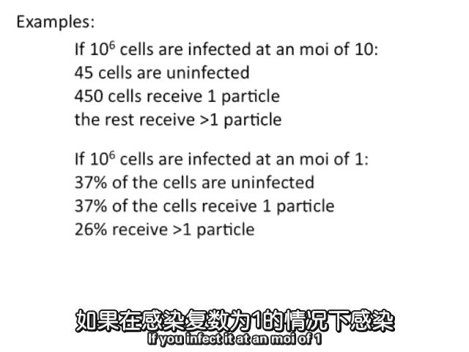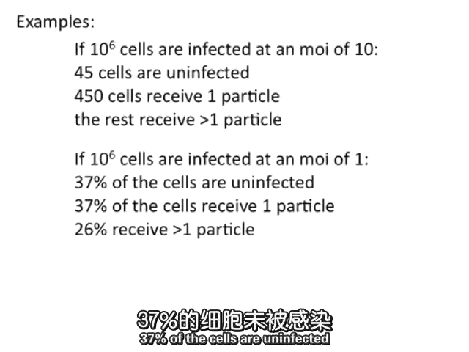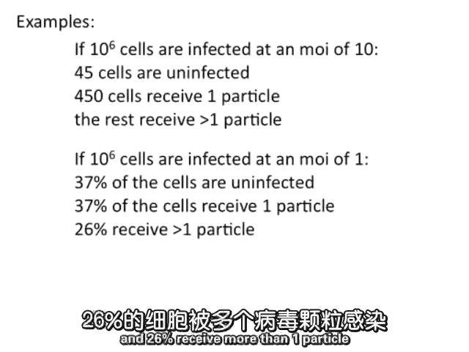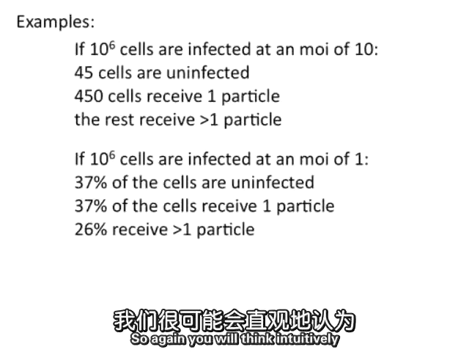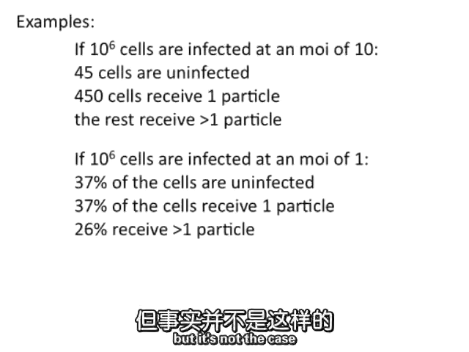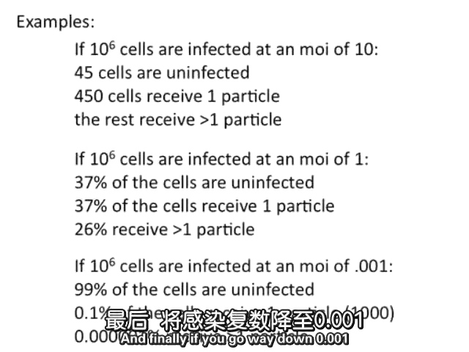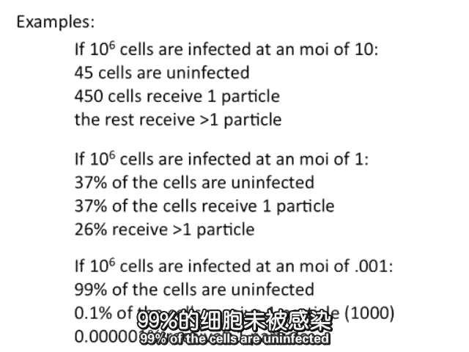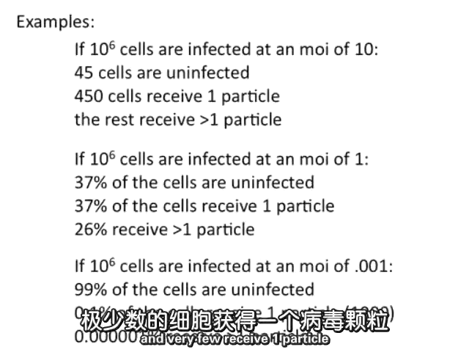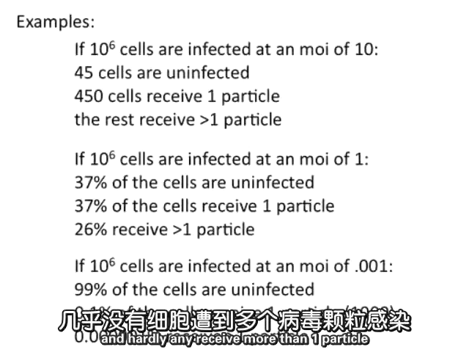If you infect at an MOI of 1, 37% of the cells are uninfected, 37% get 1 particle, and 26% receive more than 1 particle. So again, you would think intuitively they should all get 1, but it's not the case. And finally, if you go way down, 0.001, 99% of the cells are uninfected, and very few receive 1 particle, and hardly any receive more than 1 particle.